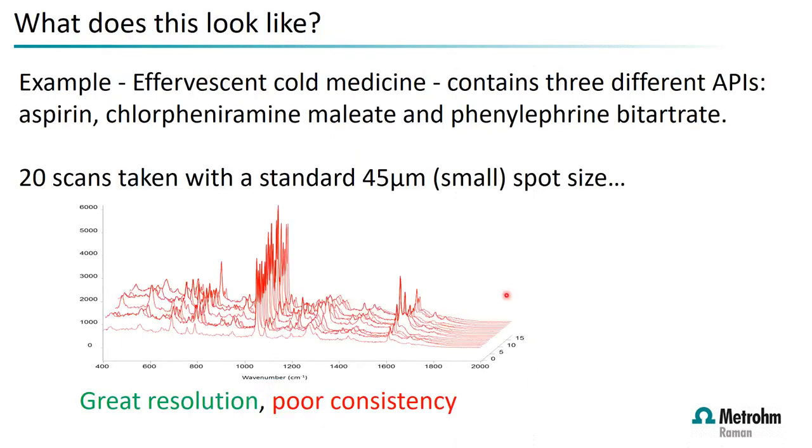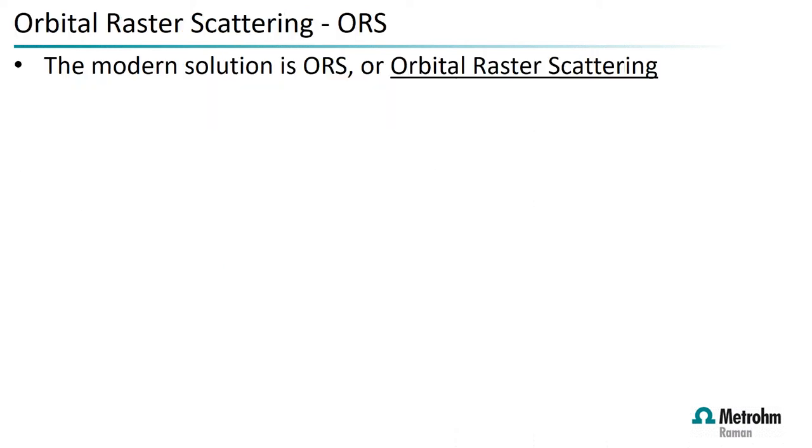So what does this look like? An example: this is an effervescent cold medicine which contains 3 different APIs. Effectively, we've taken 20 scans here using a fixed laser spot size, taking different scans across an entire bag. As you can see, the resolution is very good. Most of these peaks are in the same location, and we would be relatively confident of getting a match score, but as you can see, the consistency is not that suitable using this fixed laser.